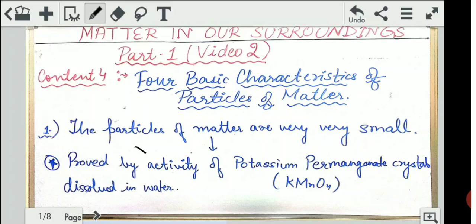By now we know that these are atoms and atoms are the smallest in size, very small particles. But the question is, when matter was being studied in detail, how did scientists come to know that matter is made up of particles which are very small? To learn that, we need to understand an activity. That is why I have mentioned that this can be proved by an activity with potassium permanganate crystals.